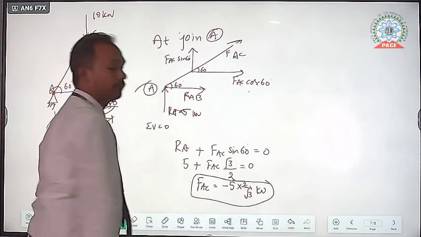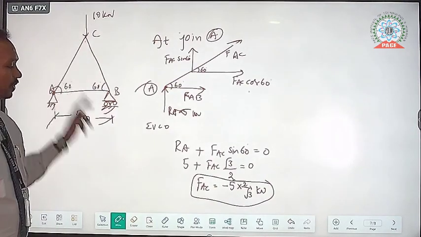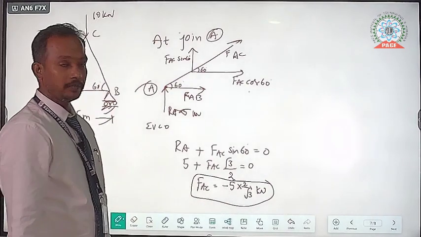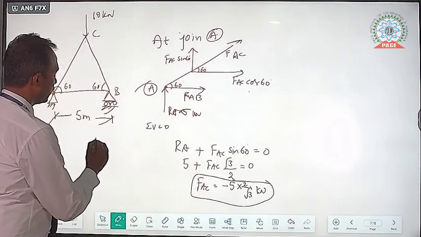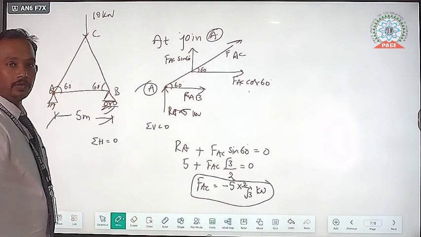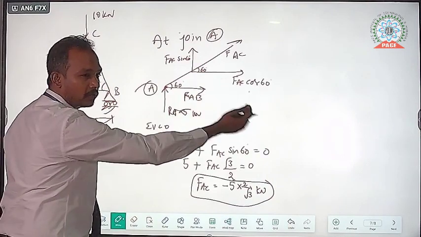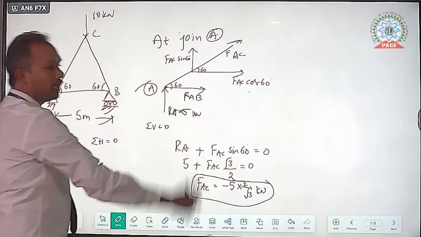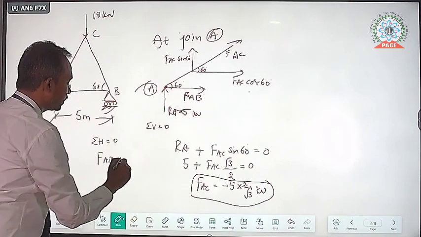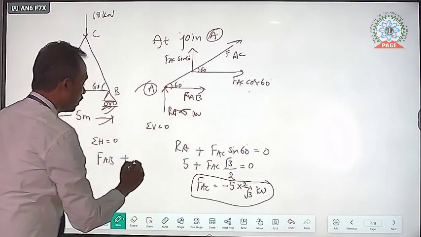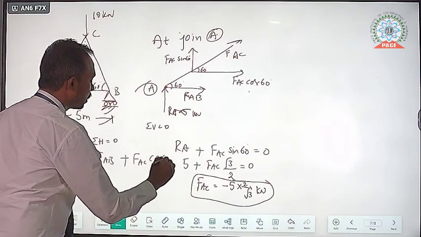FAC, the force in the AC, has magnitude 5 into 2 by 3. We have calculated this from the free body diagram. Next, sigma H is equal to 0, which states that the sum of all the horizontal forces acting towards the right is equal to the sum of all the horizontal forces acting towards the left side. So here, force in AB in the right side direction, plus another force, FAC cos 60, is equal to 0.